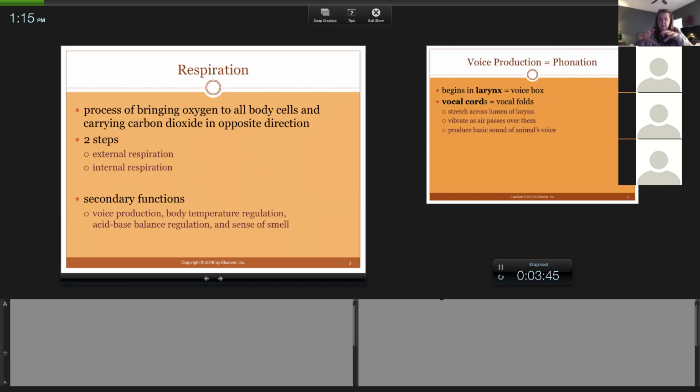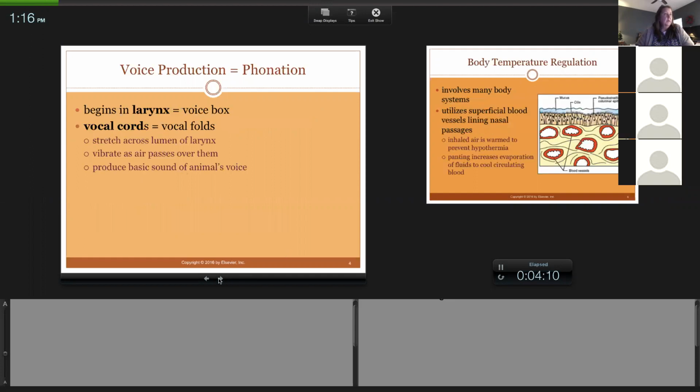There are lots of things in the body that balance acid-base balance. You'll probably talk about it in chemistry some, but the respiratory system does influence that as well. And then obviously sense of smell is related. Part of sense of smell is sensory, part of your nervous system and the nasal cavity, but the respiratory system has a role. So I'm going to talk about the structures.